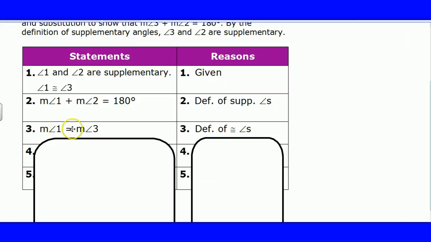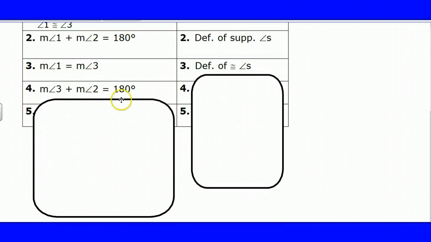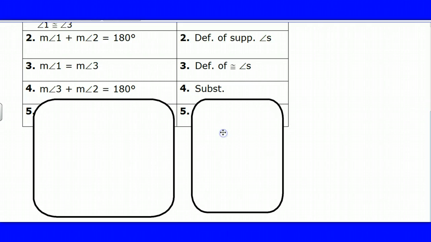If angle 1 equals the measure of angle 3, we could probably substitute, right, angle 3 into the position that angle 1 was in, right? And say that measure of angle 3 and the measure of angle 2 is 180. So we've just taken measure of angle 3 and plugged it in, substitution.